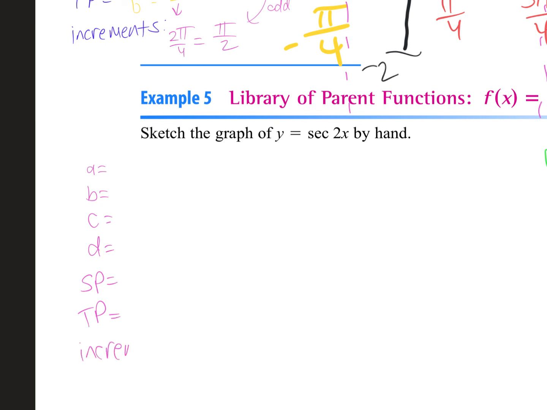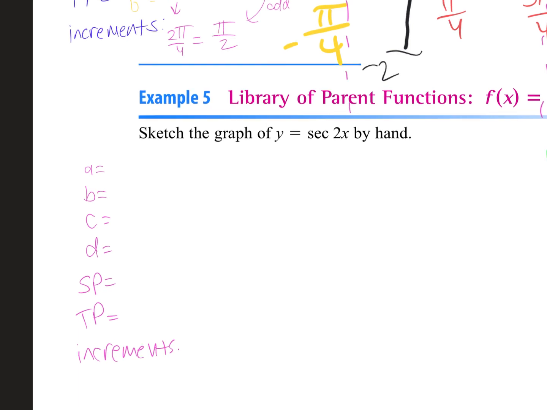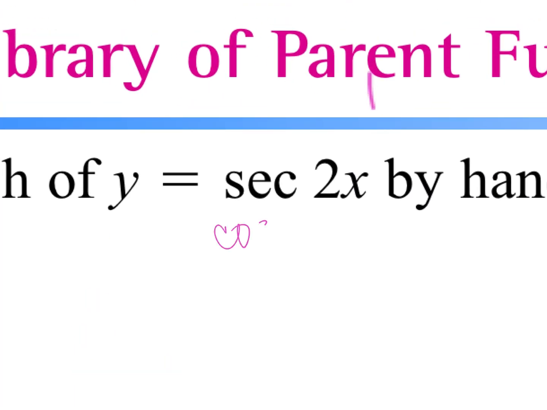Now, I like to start off everything that we do to graph, and I say, okay, secant. Well, secant, the reciprocal is cosine, so I remind myself, oh, okay, I'm going to start at the amplitude. I just think that's a good habit to get into.